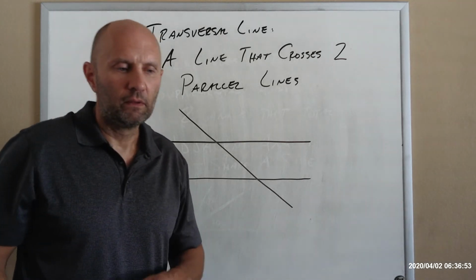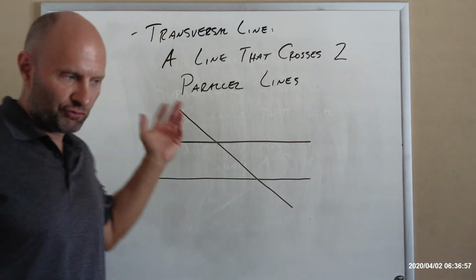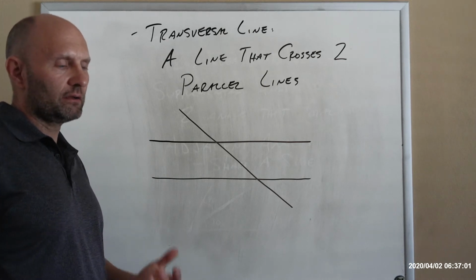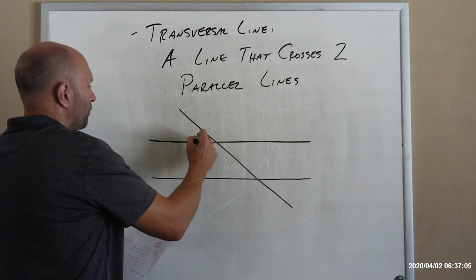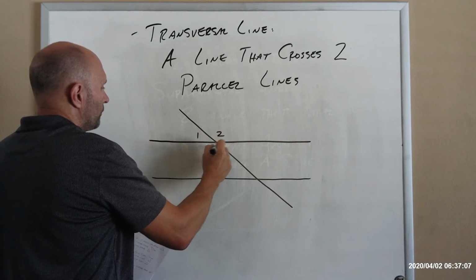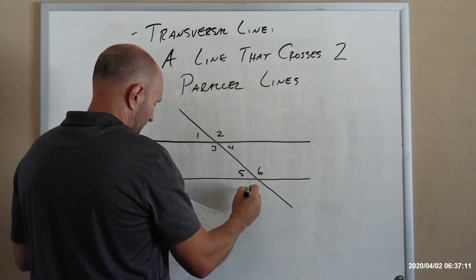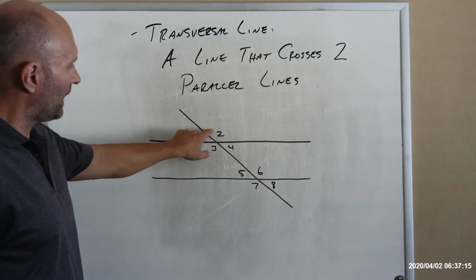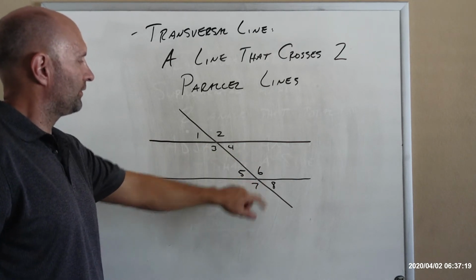Now, when we have two parallel lines and we have a transversal, a line that cuts through them, we get a lot of interesting features here. So let me label these 1, 2, 3, 4, 5, 6, 7, 8. So angle 1, angle 2, angle 3, angle 4, 5, 6, 7, and 8.